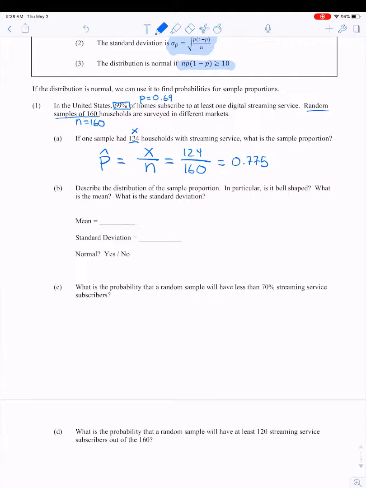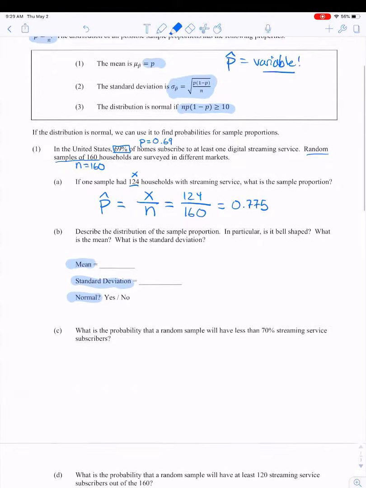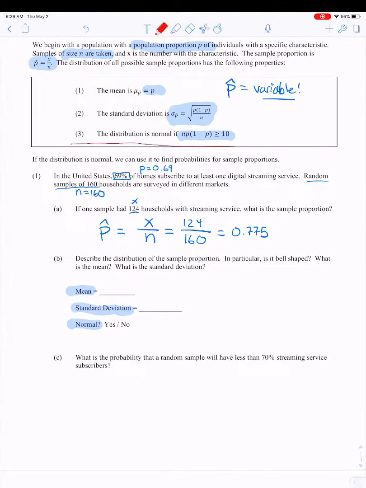That's all that was asked. What's the sample proportion? So part B asks for what is the mean, which is the center, the standard deviation, which is how widely dispersed it is, and whether or not it's normal. That's the shape. Those are these three things that I've highlighted right up here. That's how we describe the distribution. Okay, so the mean is equal to the proportion. So the mean of the new distribution is just equal to P, and that's equal to 0.69.